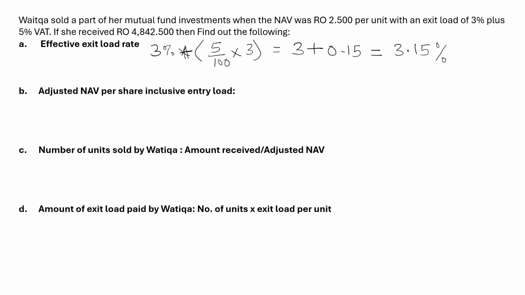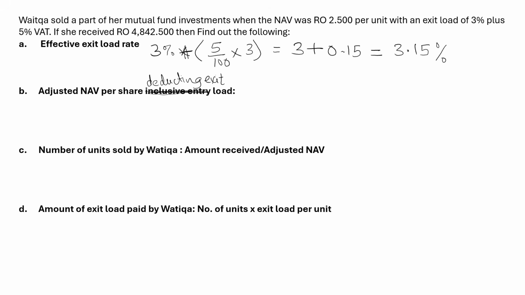This is some mistake. Adjusted NAV per share. We will write here the correct one. Adjusted NAV per share deducting exit load. Remember, this is very clear. Adjusted NAV per share deducting exit load. This is the correct formula.